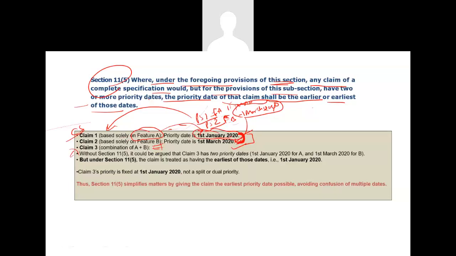Let's understand it by example. Let's say this feature A that we are talking about. Claim 1 is solely based on feature A. Let's say feature A is about a toothbrush, and it has bristles also. There is a head, there is a stem, and there is a cork or something which is joining the head and the stem. And then there are bristles in between.